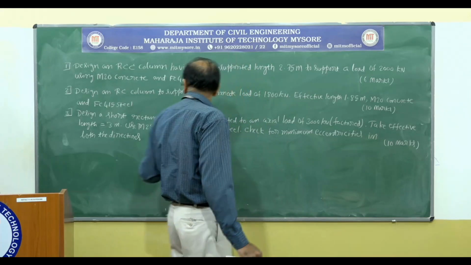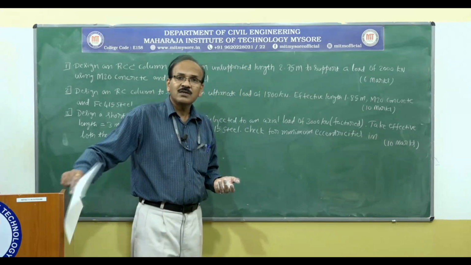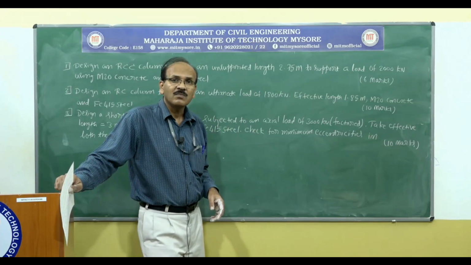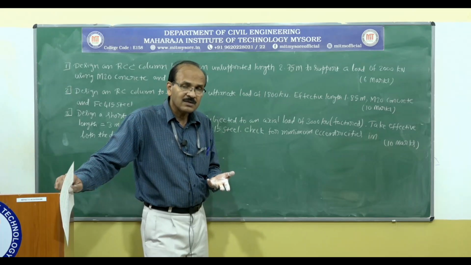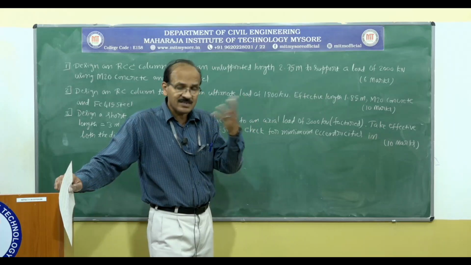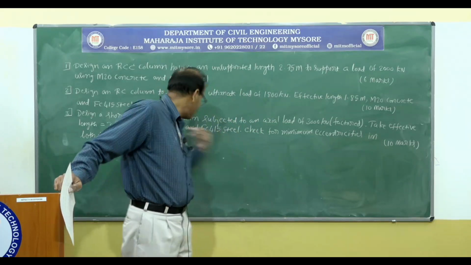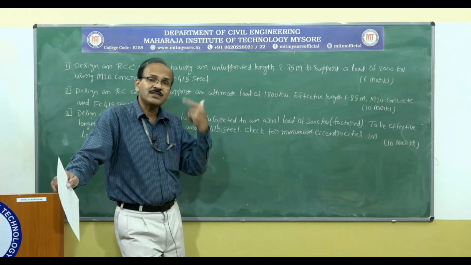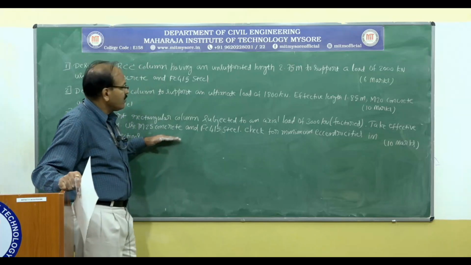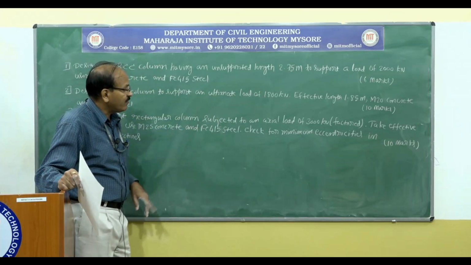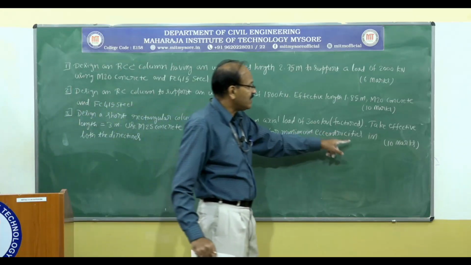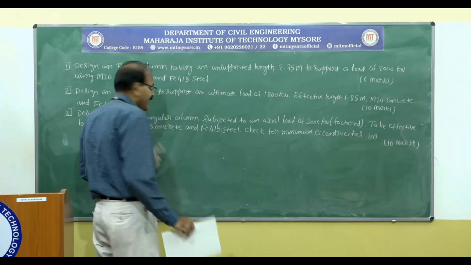So take effective length equal to 3 meter. Yes, take that value, that is LE. Then what is the unsupported length? Again, that depends on the end conditions. So assume both ends as hinged if nothing is given. Then the effective length equals the unsupported length. So based on that, move forward. Use M25 concrete and Fe 415 steel. And the problem further says check for minimum eccentricities in both the directions.